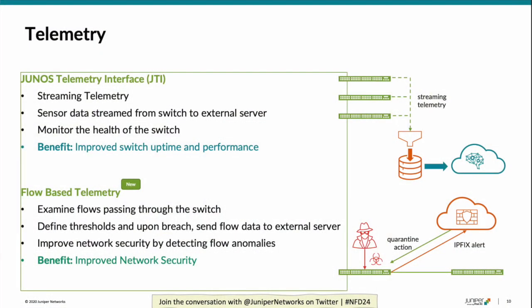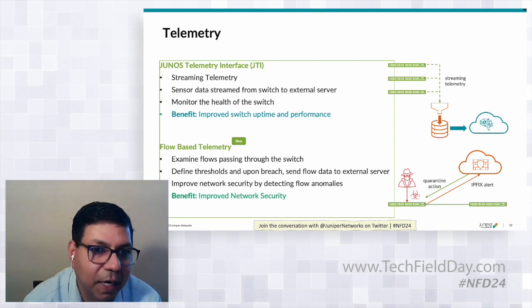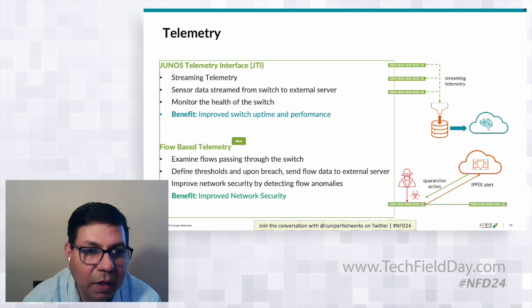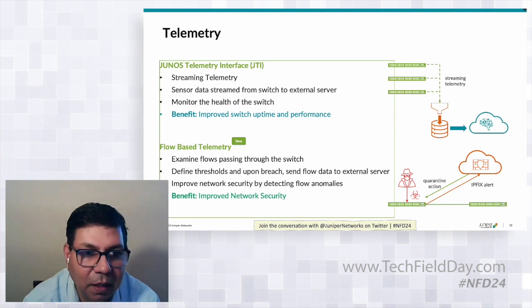Now, I'd like to switch gears and talk about the rich telemetry capabilities that we offer with the EX4400s. These can be broadly categorized into two buckets. First of all, Junos telemetry interface. We support streaming telemetry with these switches. We can monitor sensor data and CPU usage, memory usage, interface stats, PFE sensor data, PFE stats. We can stream them at pre-configured intervals out to external servers to monitor the health of the switch, right? So if anything is failing or about to fail, we can monitor it from our Mist dashboard. We can take preemptive action and keep the network up and running in a healthy condition.